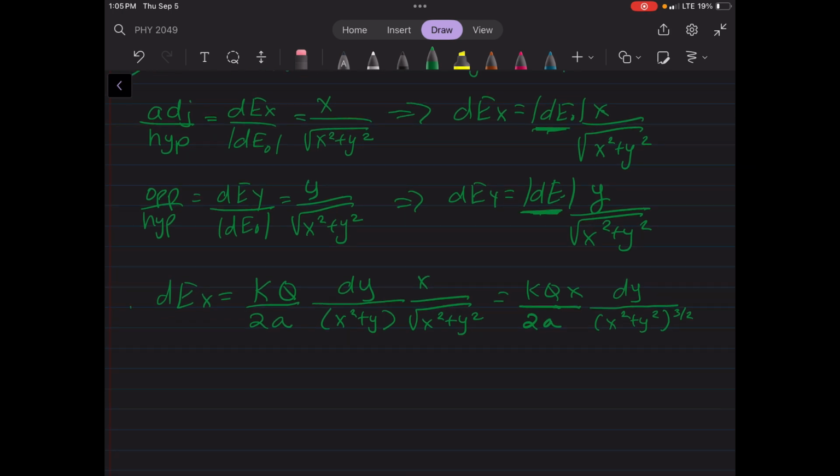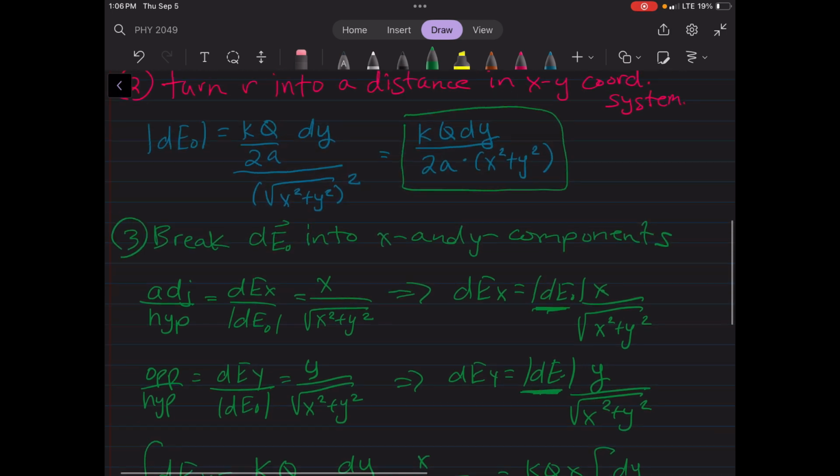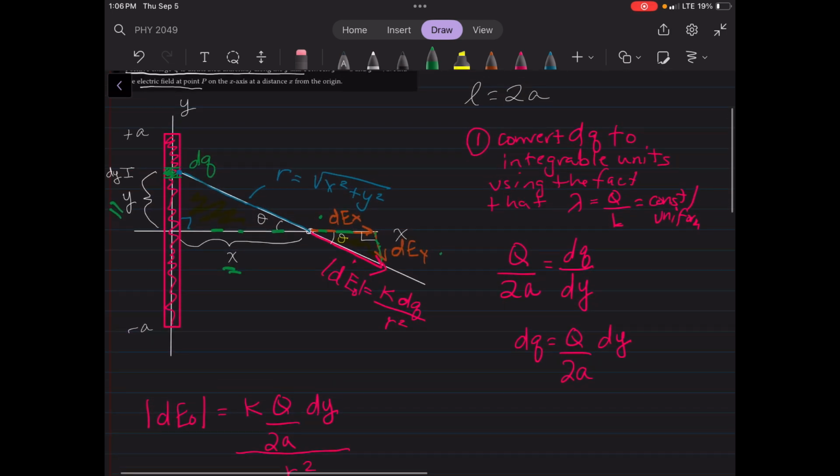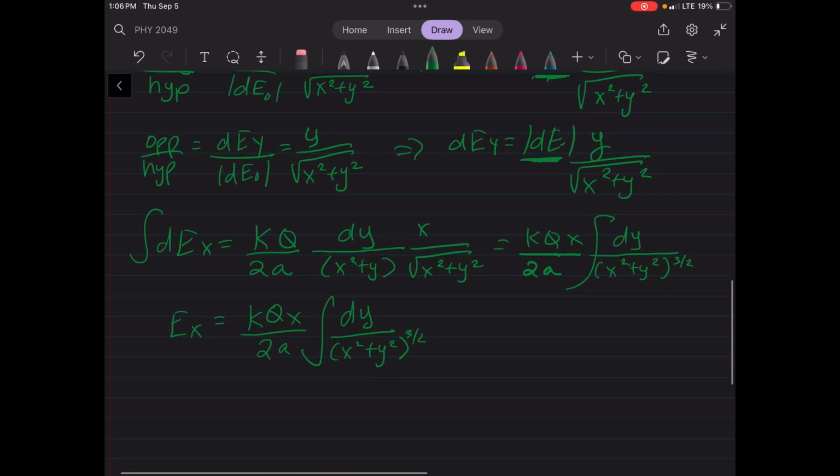So if we throw an integral on both sides of this, that releases the Ex. And so now the function that we will be integrating will be dy over x squared plus y squared to the 3/2. And so that's an indefinite integral. We are integrating over a certain region of y. And what is that region? Well, remember, we're integrating over the entire charge. And the entire charge lives on the y-axis between negative a and a. So those are our bounds of integration.